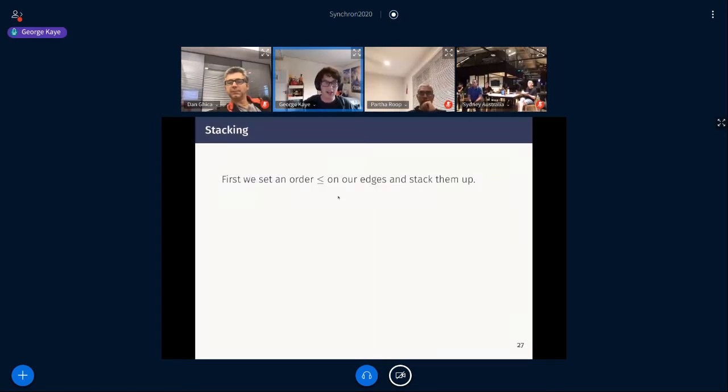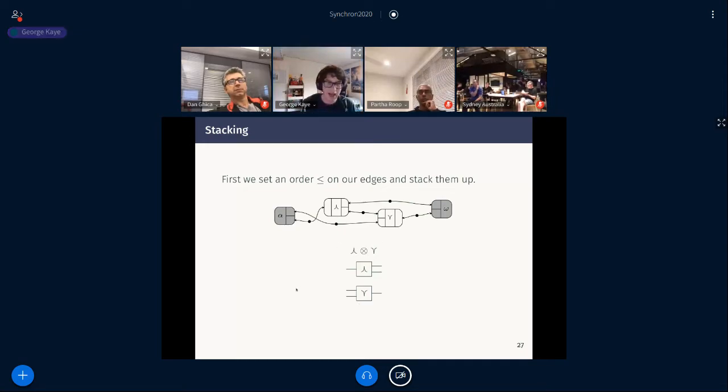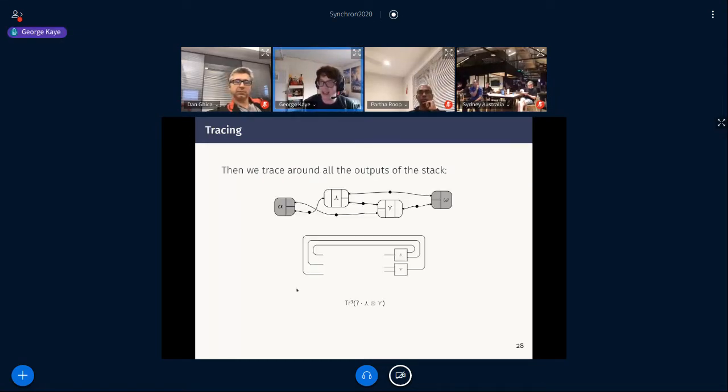So how do we do that? Well, first of all, we get our hypergraph and we see our edges and we set an order on these edges. So this one first and this one second, and then we just stack them up in this parallel tensor that we saw earlier. We have this one on top of this one. And then what we do is trace everything around, so we have it back on the left. We have now this trace, and then we have this gap. And what are we going to put in this gap?